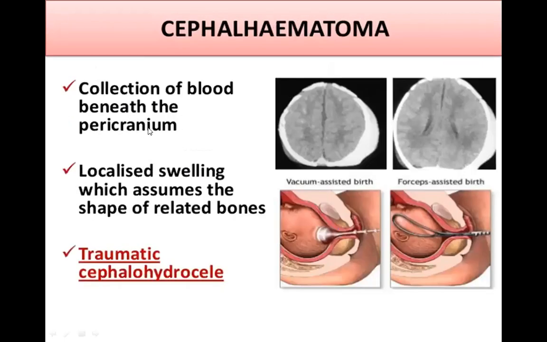Cephalhematoma. Collection of blood below the pericranium is known as cephalhematoma. It is a localized swelling which assumes the shape of the related bones. When it is traumatic, a cephalhydrocele may occur.